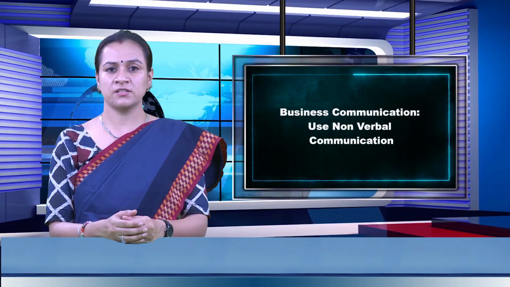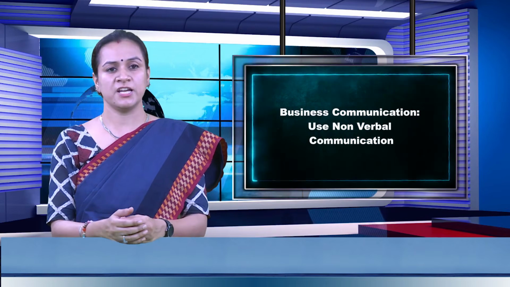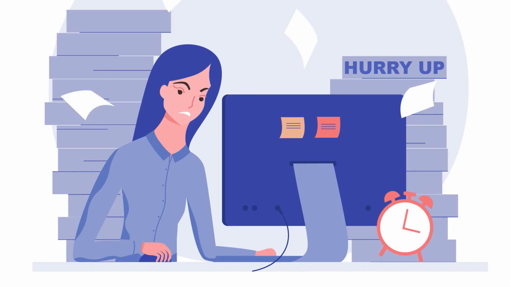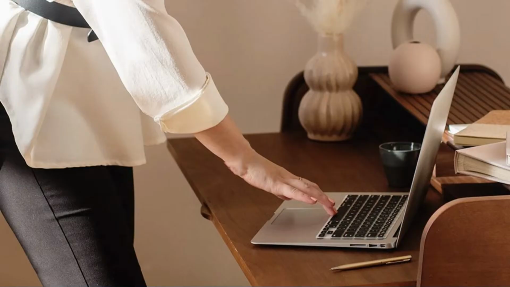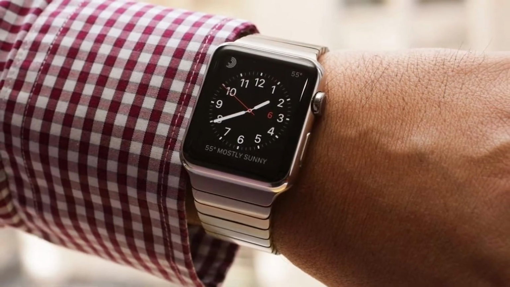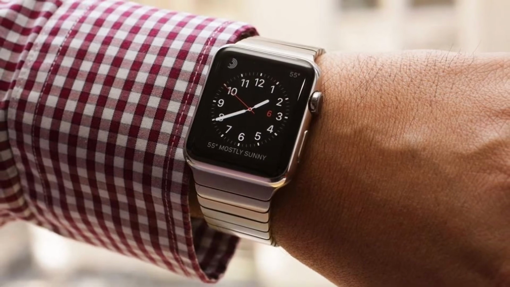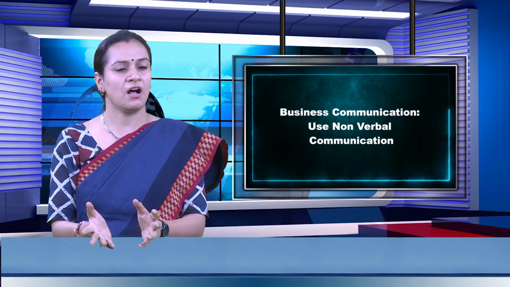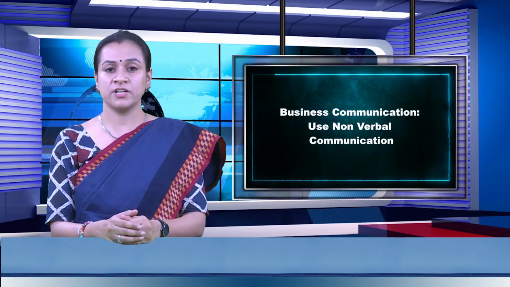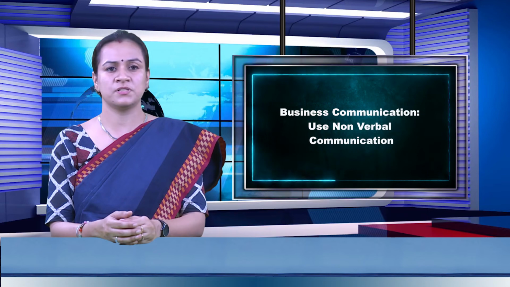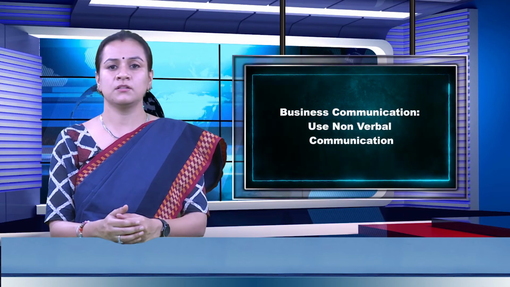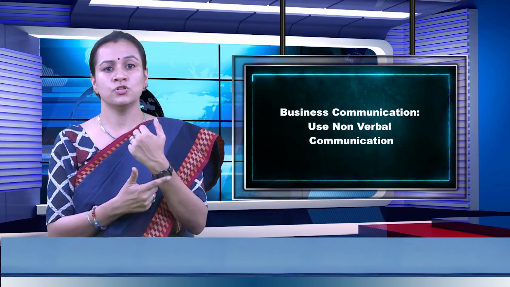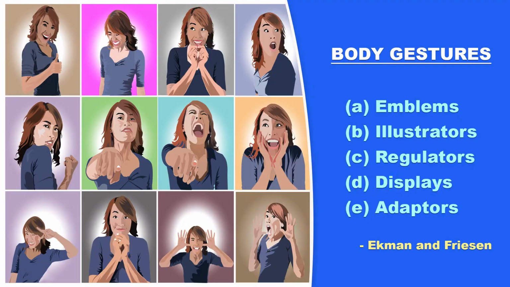Regulators. Regulators control oral communication by alerting the sender to the need to hurry up, slow down or repeat something. Examples are a frequent glance at the watch or drumming of fingers on the table when someone is talking with the other. When someone is delivering a long speech and the other person wants to restrict him, the other person may show his watch to regulate the other person.